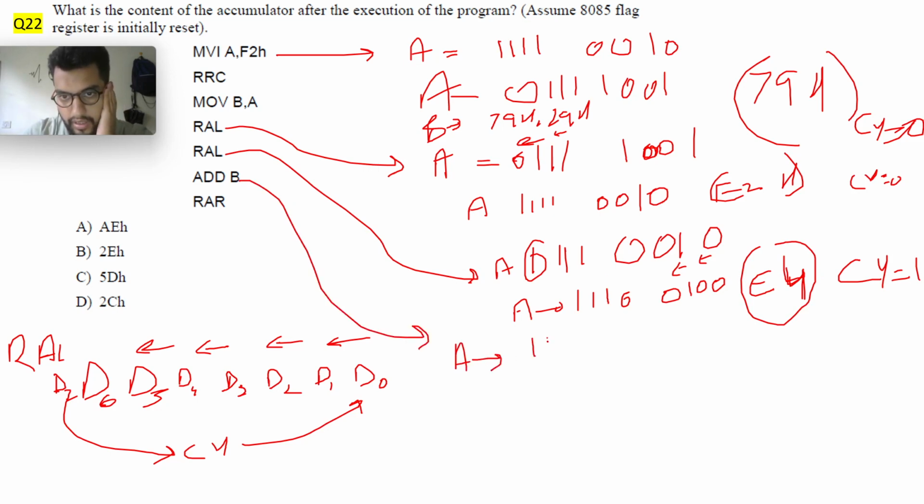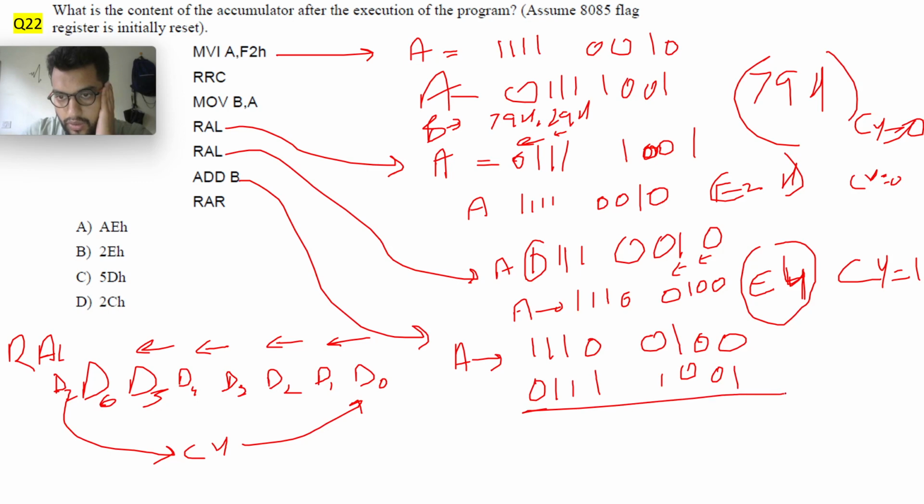So A is 1 1 1 0 0 1 0 0, and B is 79, so it's 0 1 1 1 1 0 0 1. So it is 1 0 1 1 1 1: 1 plus 1 is 0, 1 plus 1 is 1, and 1 plus 1 is 0, and 1 will go to the carry. Because the result is greater than the 8 bits, the carry is 1.